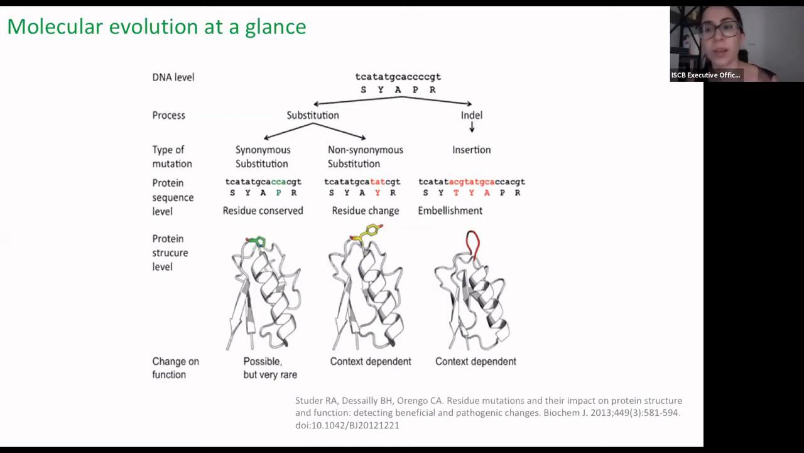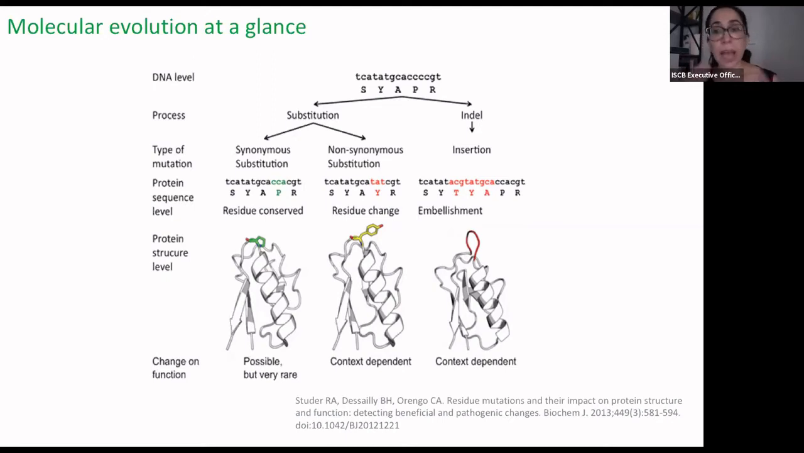So the protein is encoded by the genome, which is at the DNA level. And if we have a mutation, this mutation can be translated into the amino acid sequence or can be muted if the mutation is a synonymous substitution. But all the other mutations will have an effect on the amino acid sequence. So the other types of mutations are non-synonymous substitution and insertions and deletions. Of them, insertion deletion processes are the ones that have the most impact on the amino acid chain.